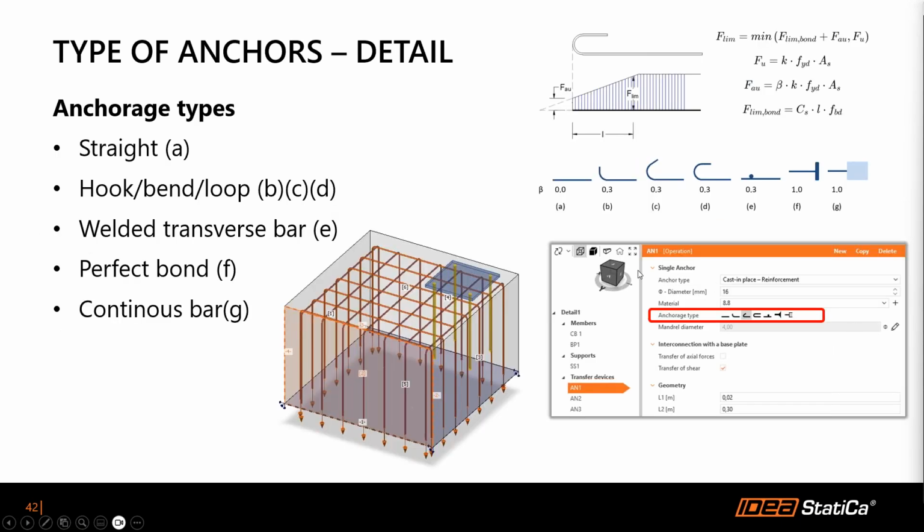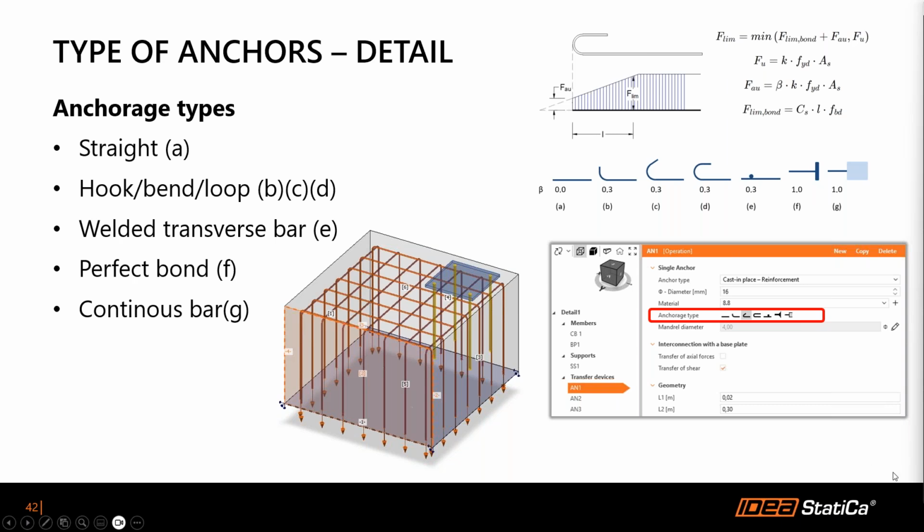In detail, there are more anchorage types. They can be further modified after the export. Venkatesh has already shown that. Notice there are straight, hooked, looped, transverse bar, perfect bond, or continuous bar out of the concrete. Notice, however, that the code only recognizes 3 types of beta factor to consider in the anchorage calculation, and that's 0, 0.3, or 1.